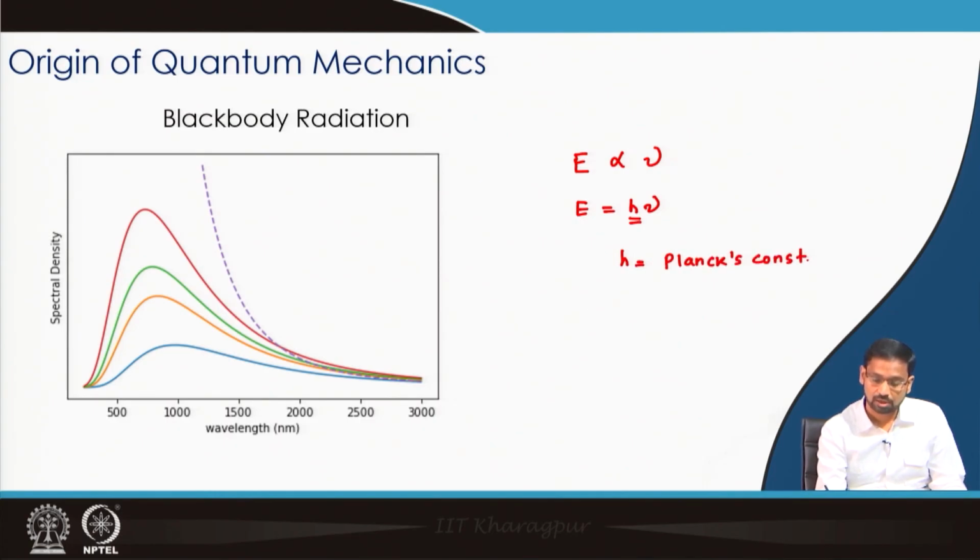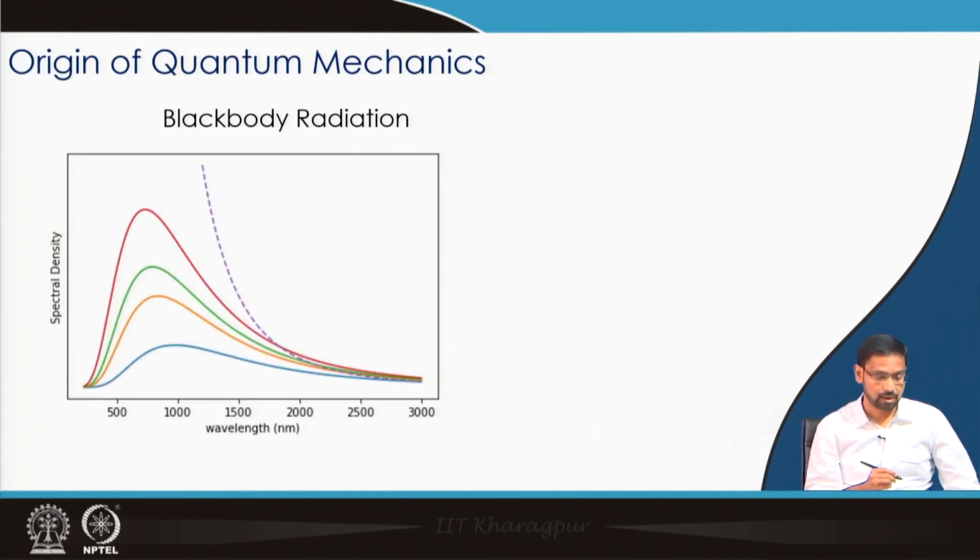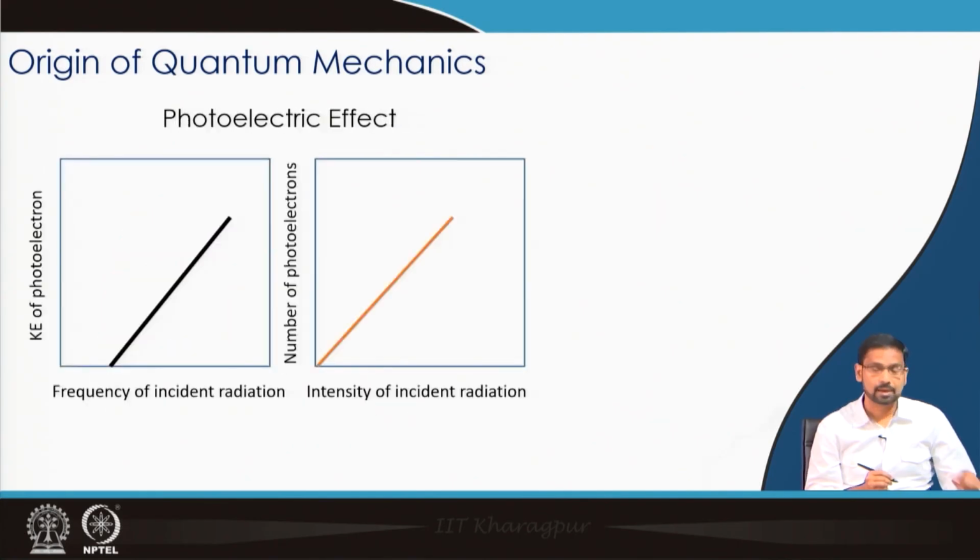So here what he assumed is that the energy of these black body oscillators is quantized. This is a very new concept that was put forward by Max Planck to explain black body radiation. Around the same time, there was another experiment that was puzzling scientists, the photoelectric effect.